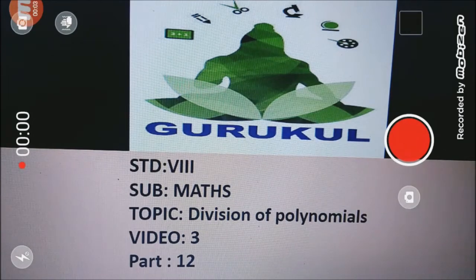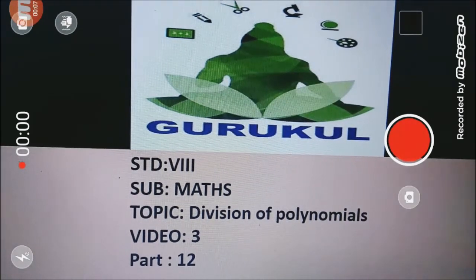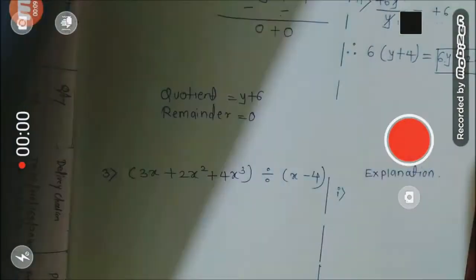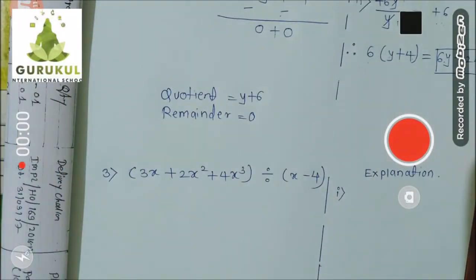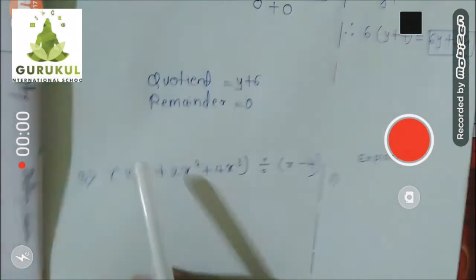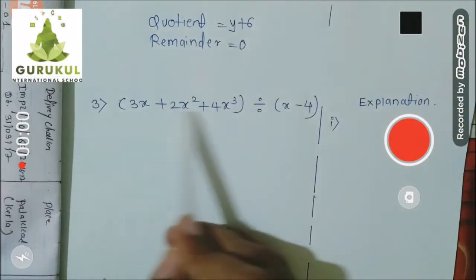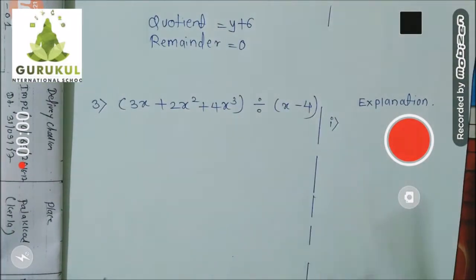Welcome back, children. Let's take one more example. Division of polynomial by binomial. Now I have taken the third example. This one. So children, this is the dividend, this is the divisor.